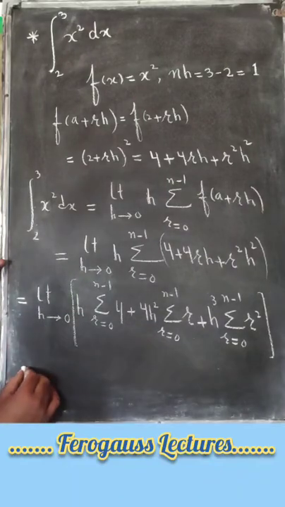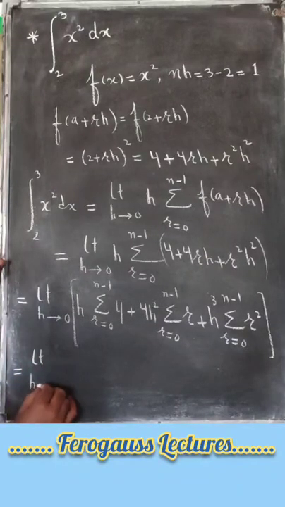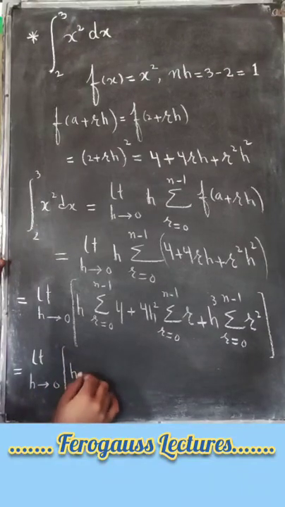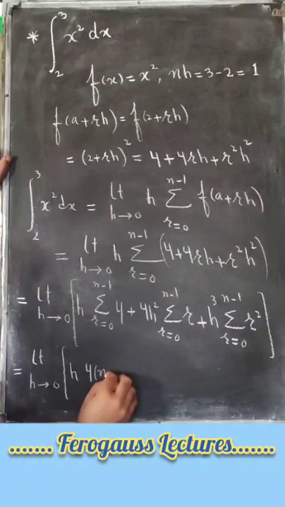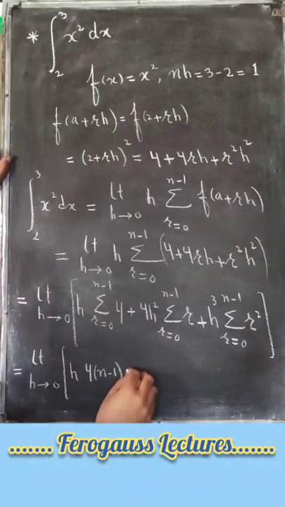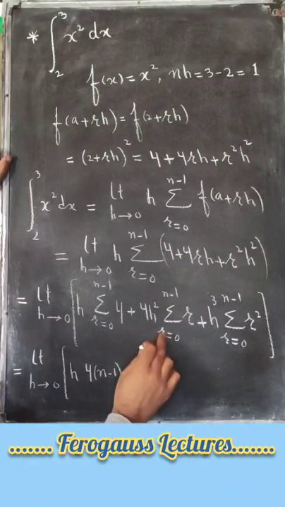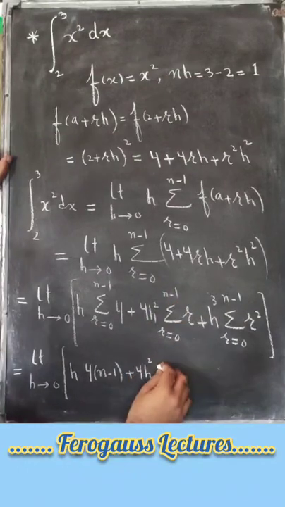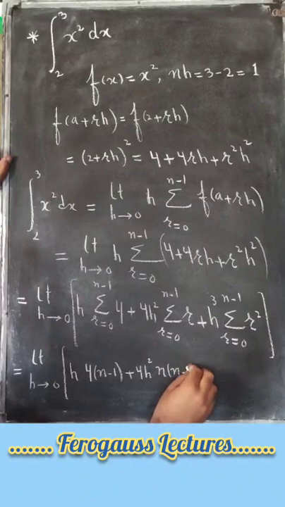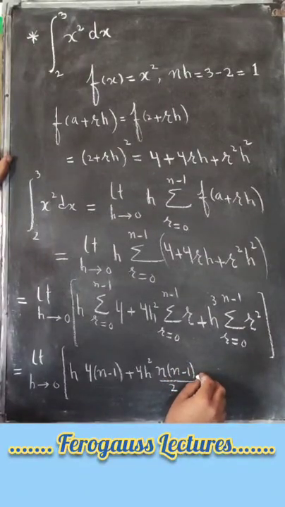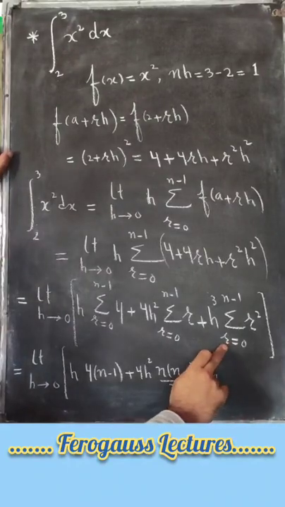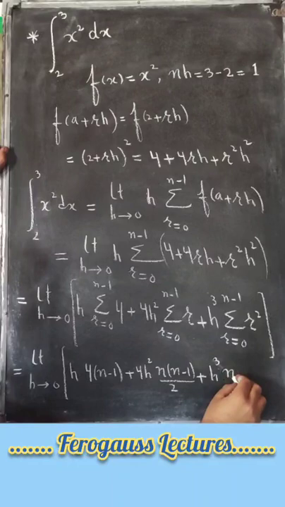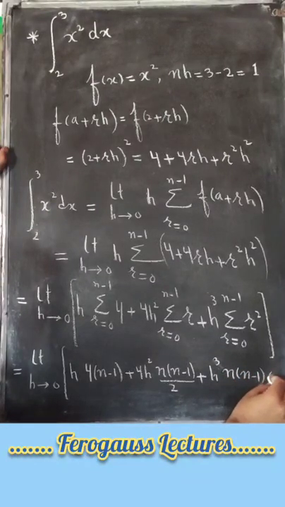now that is further equal to limit h tends to 0, h times summation r running from 0 to n minus 1 of 4, this is equal to 4 times n minus 1, then we have plus 4h square summation r running from 0 to n minus 1 of r, this is equal to n into n minus 1 divided by 2, then we have plus h cube summation r running from 0 to n minus 1 of r square, this is equal to n into n minus 1 into 2n minus 1 divided by 6.